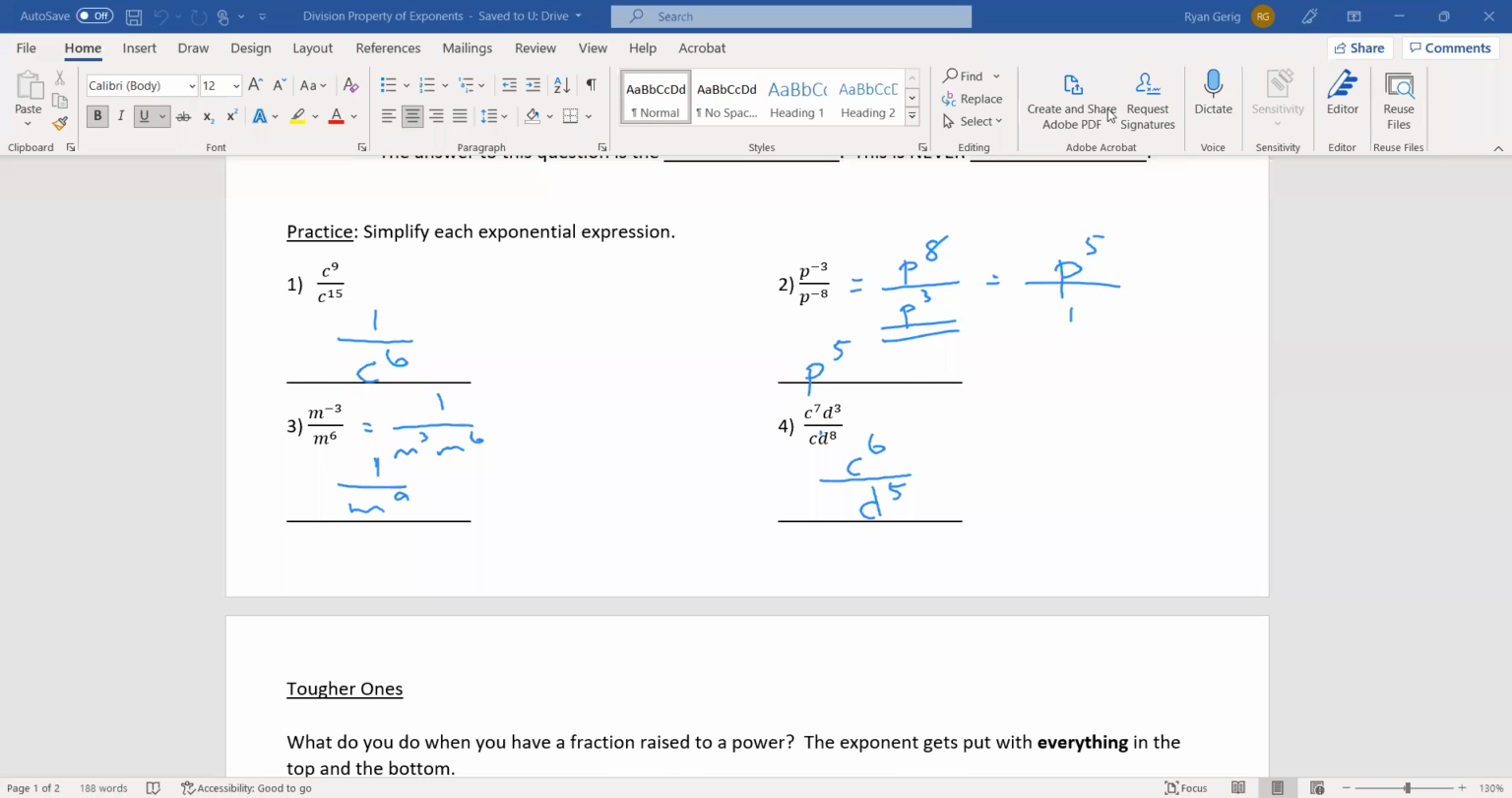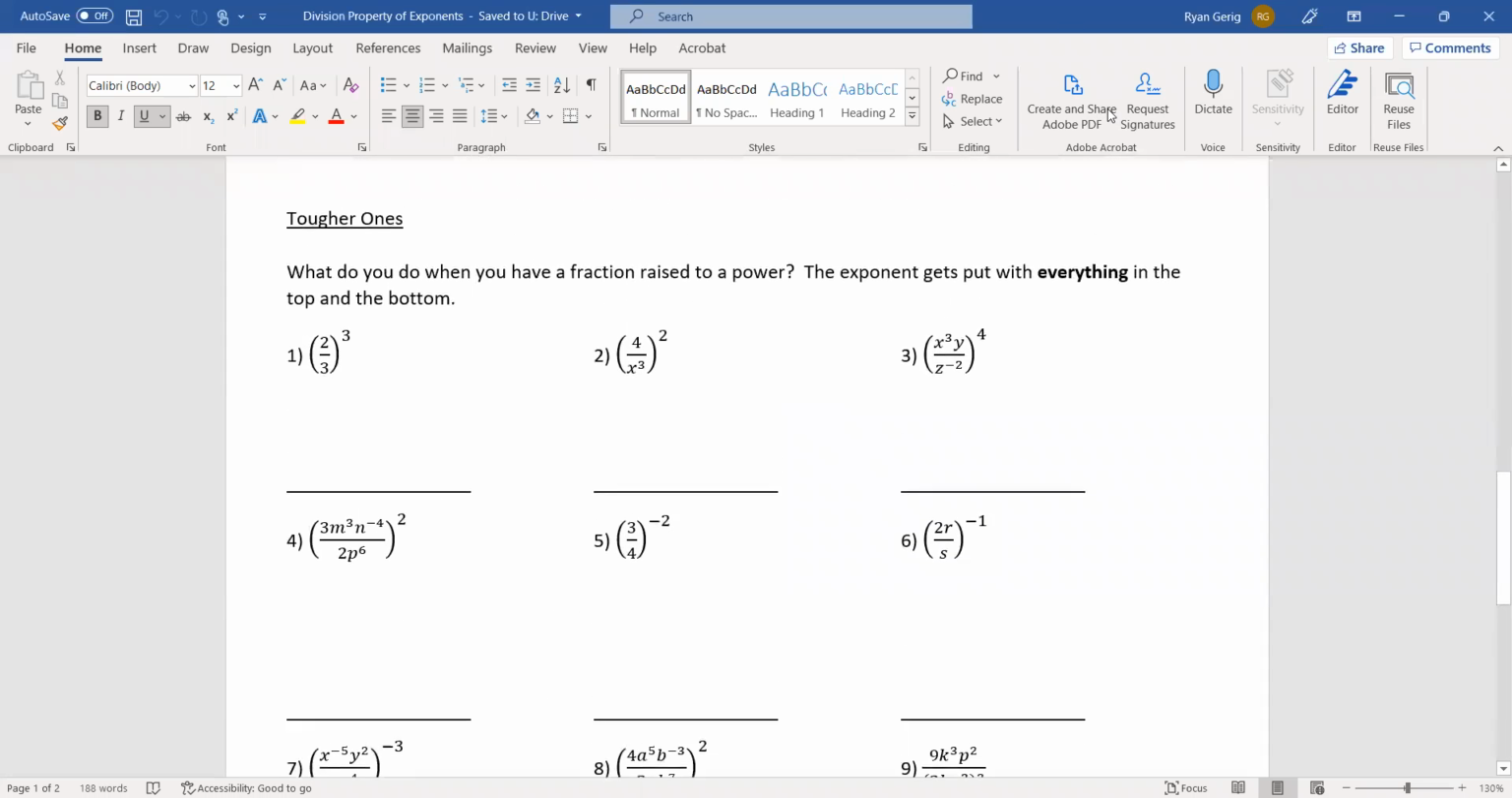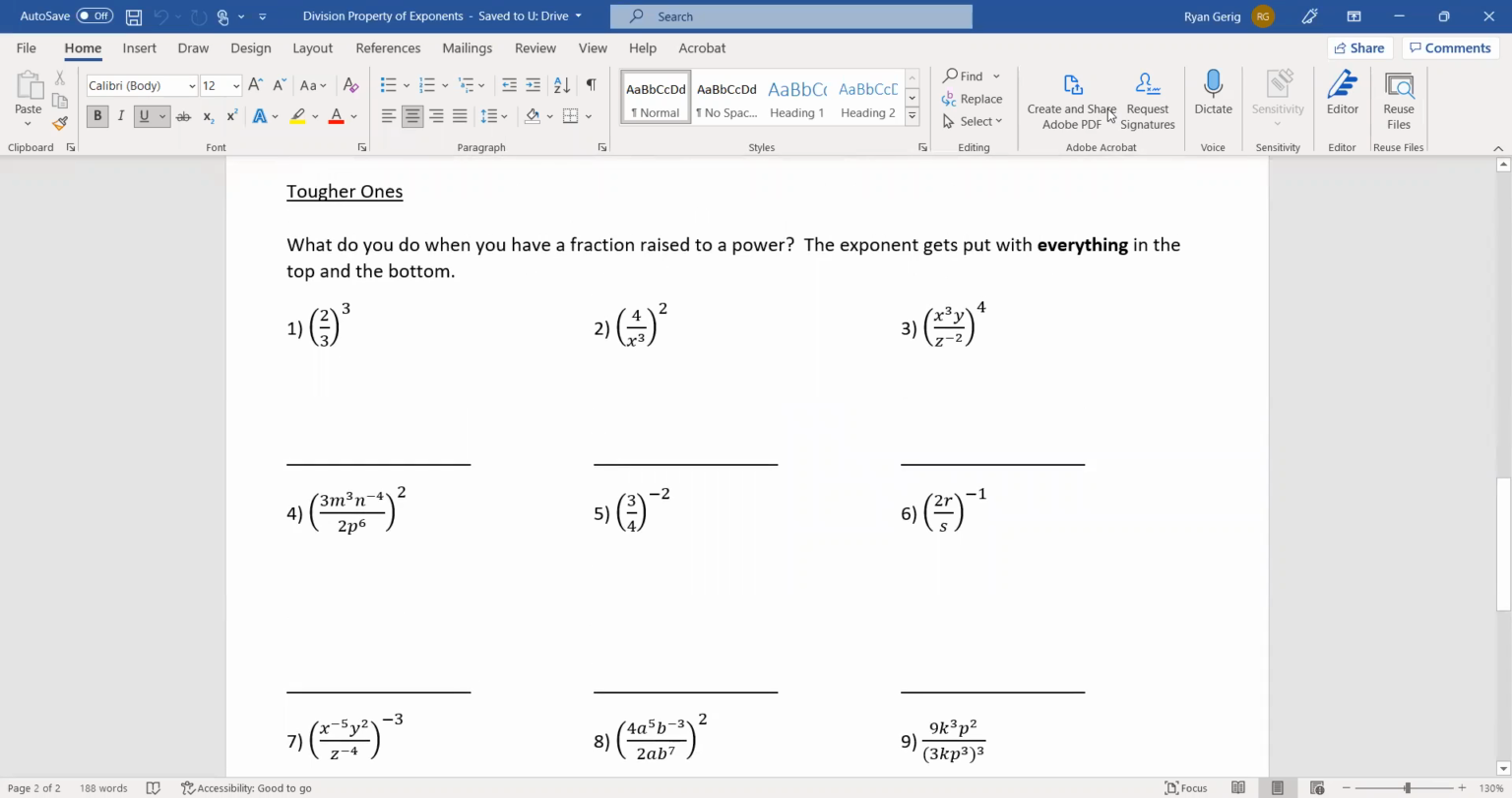Now we're going to go into the backside and move on to some tougher ones. You can see that they're a little bit tougher here. Okay. What do you do when you have a fraction raised to a power? Okay, so right away I'm jumping into that. The exponent gets put with everything in the top and the bottom. So it's a lot like what we did in the last lesson.